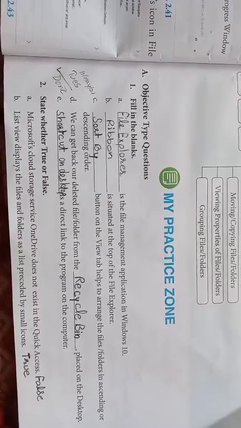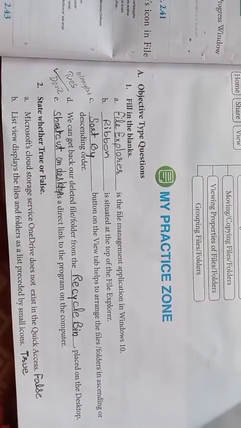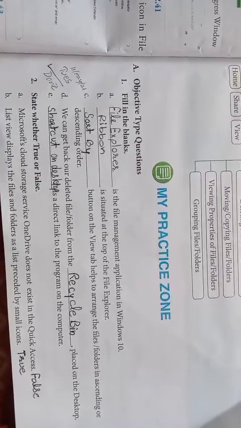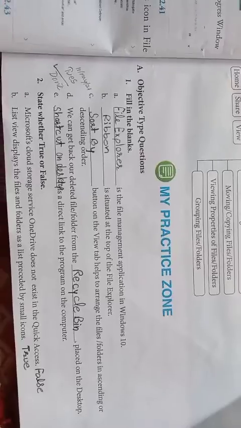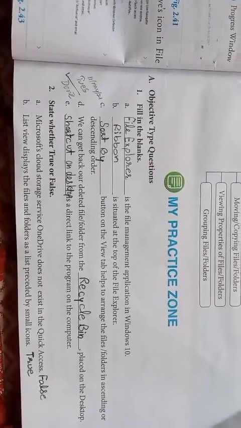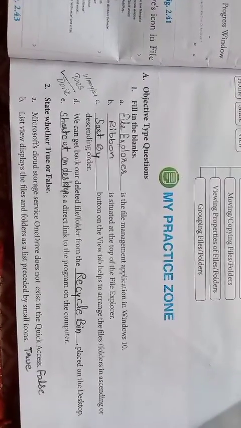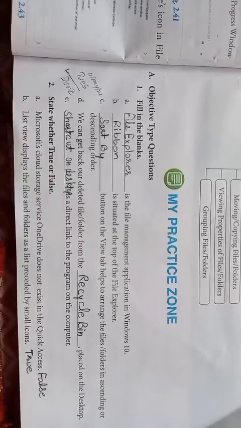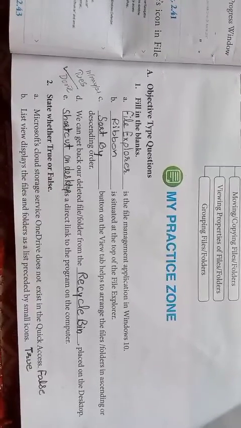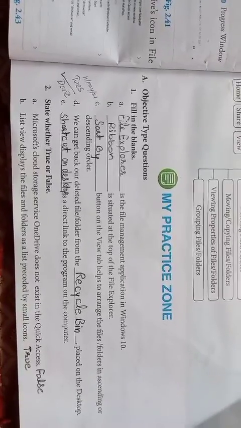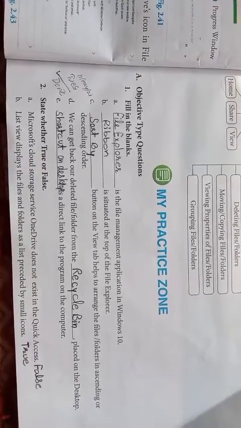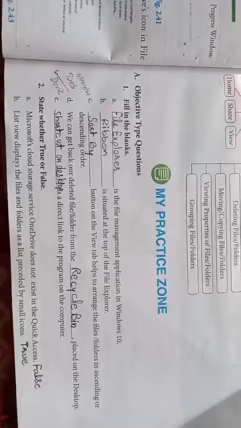State true or false. Microsoft Cloud Storage Device. Cloud storage means Google storage. Whenever we are going to store our files in Google, it's called cloud storage. Microsoft Cloud Storage Device OneDrive does not exist in quick access. No, it's false. It can. List view displays the files and folders as a list preceded by small icons. True. This one is true.